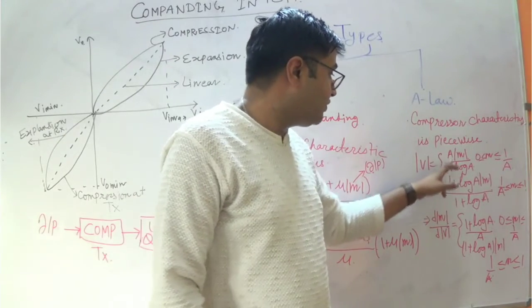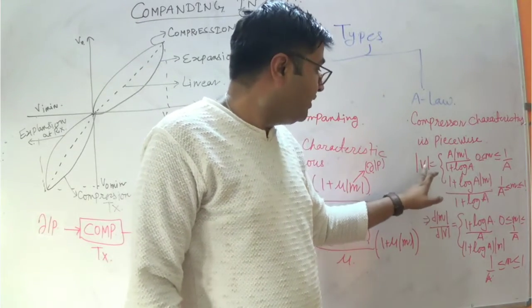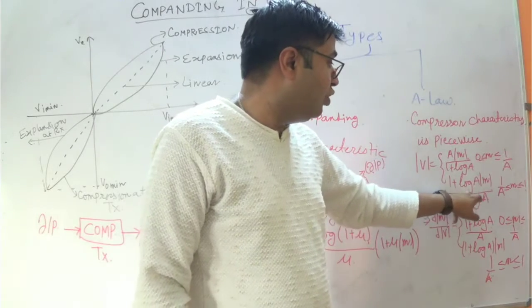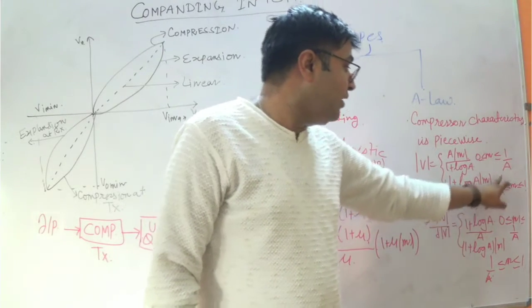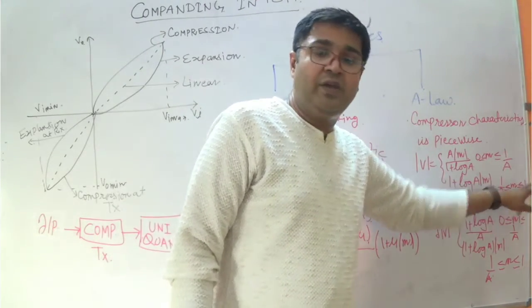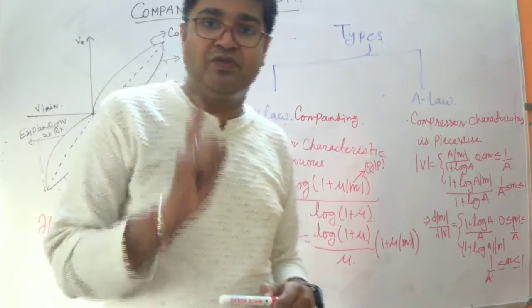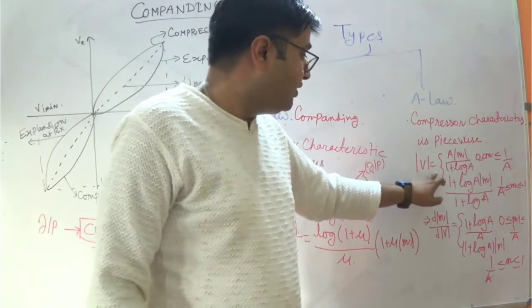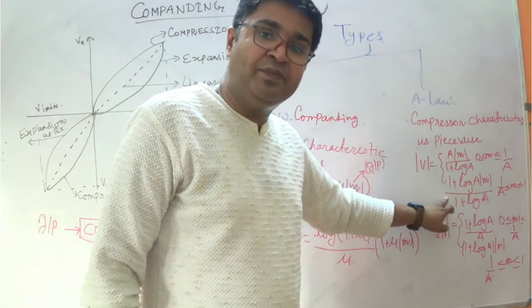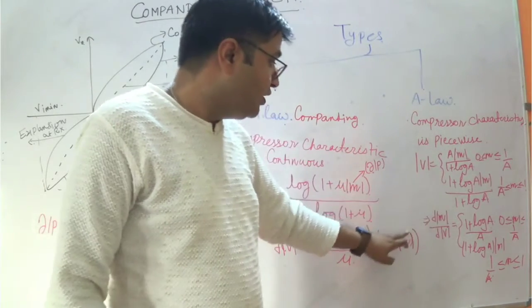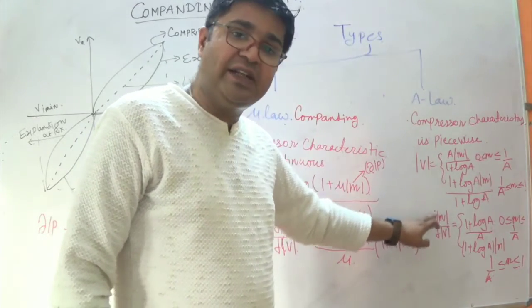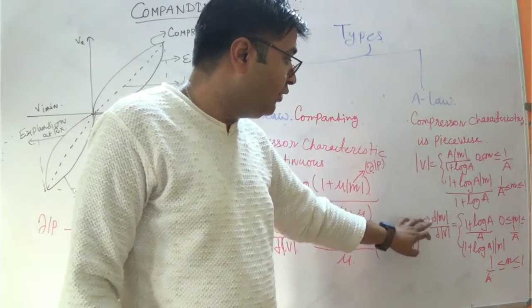After this the equation changes. The output is 1 plus log AM over 1 plus log A, for 1 upon A up to 1. So till the time the value of M becomes 1, this output will be shown by this particular equation. Now again we will take the derivatives. We will understand how this works.